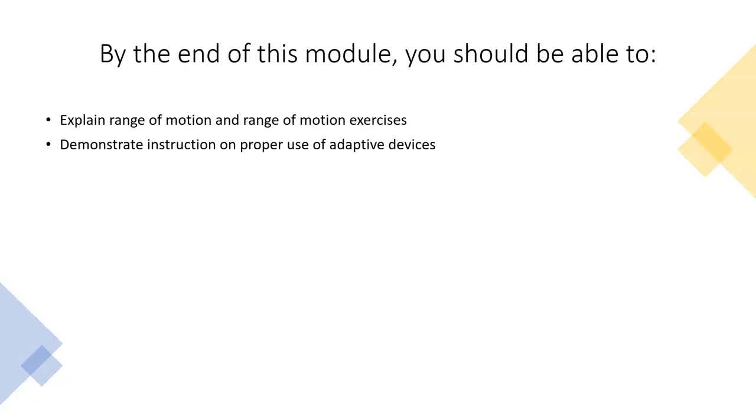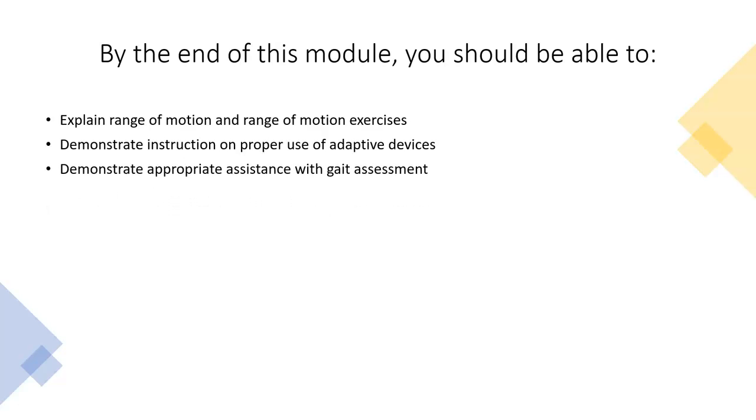You should be able to demonstrate instruction on proper use of adaptive devices. So that's going to be things such as canes, crutches, walkers, and the use of wheelchairs. So again, we'll work with these in class. We'll have obviously a little bit of a lecture on this first, and then what we'll actually do is put you guys into groups and have you teach one another how to use those different adaptive devices.